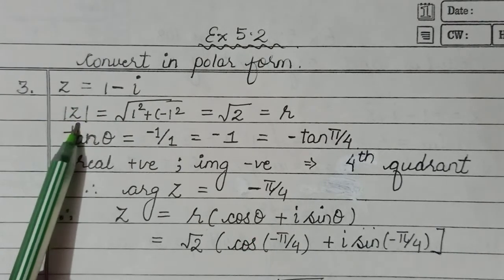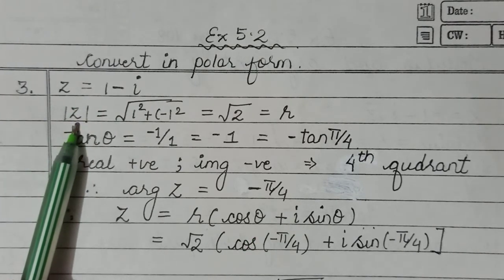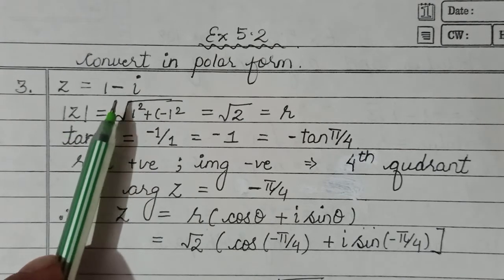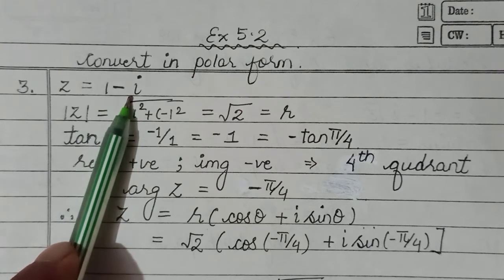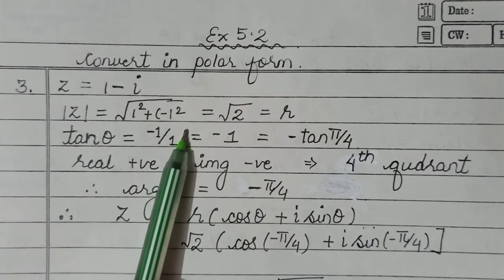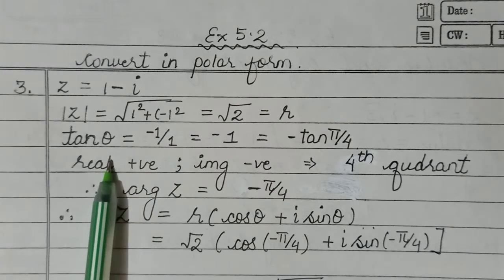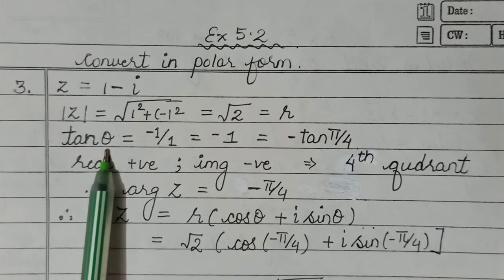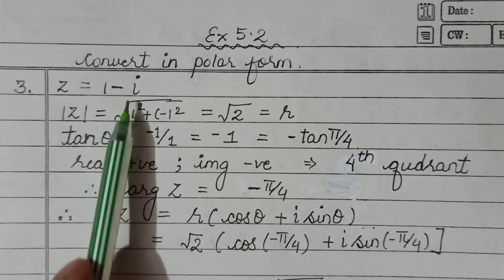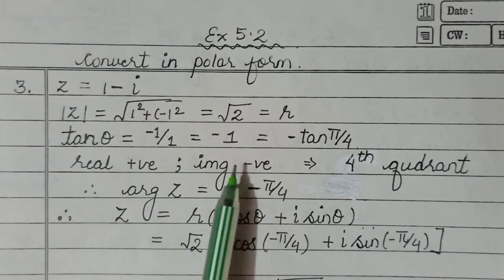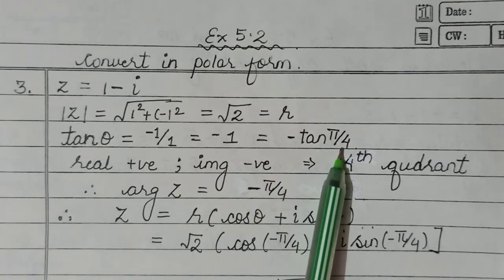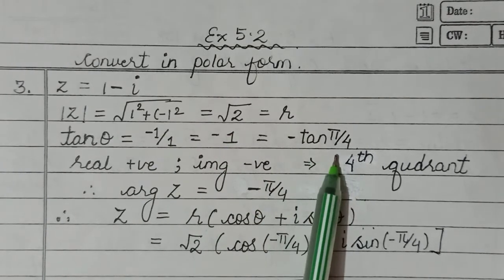So r, which is the modulus of the complex number z, is given by the square root of real part square plus imaginary part square. So real part was 1, imaginary was -1, which is coming out to be √2. Then if theta is the argument, then tan theta comes out to be imaginary part upon real part. So imaginary part -1 upon real part 1, and we know 1 corresponds to tan of pi by 4.